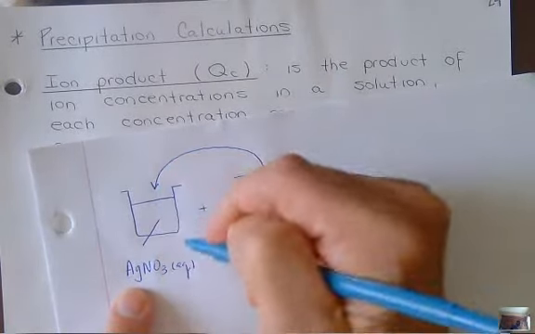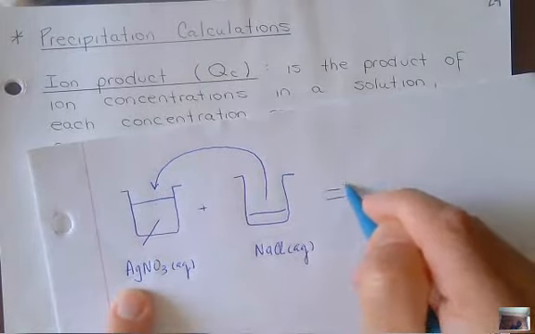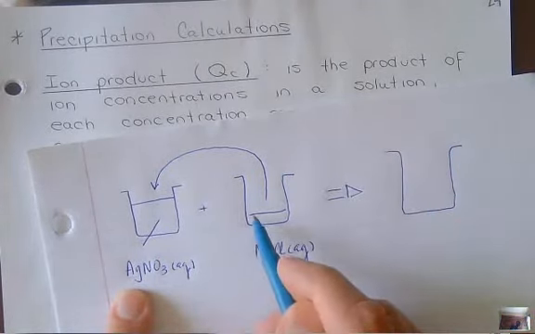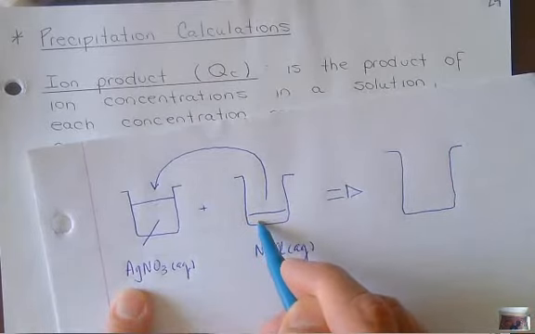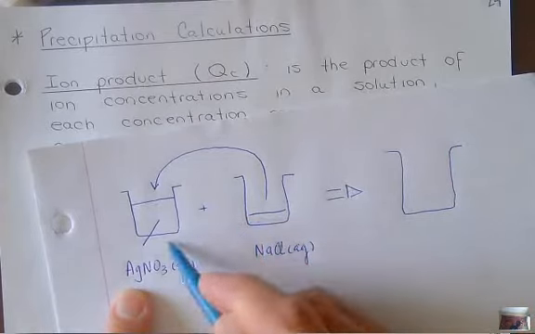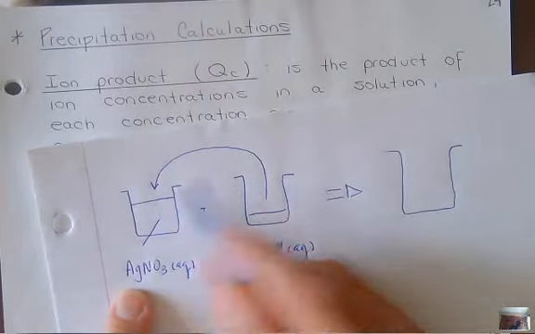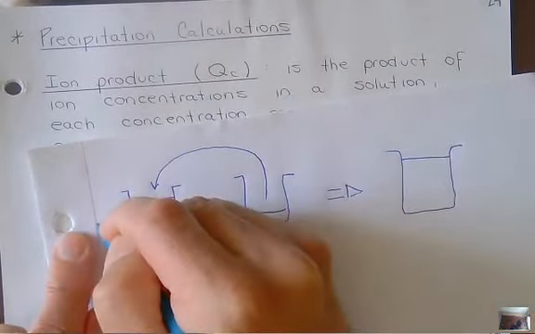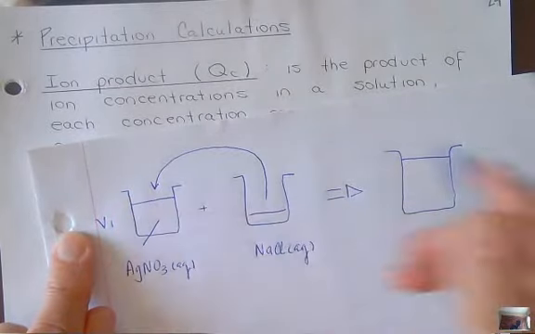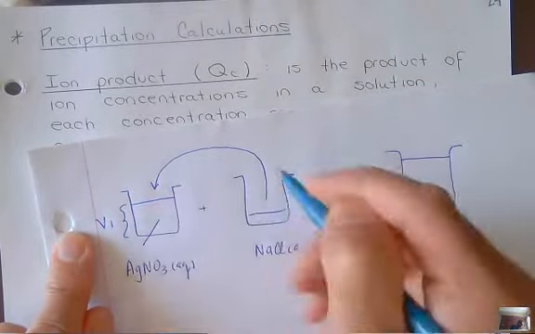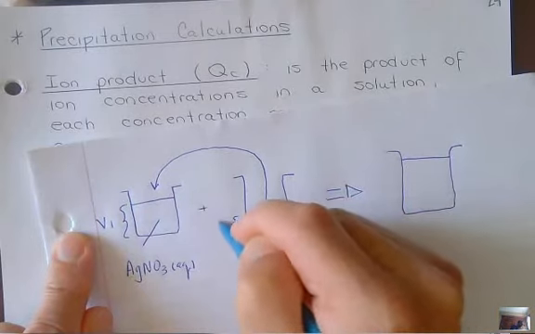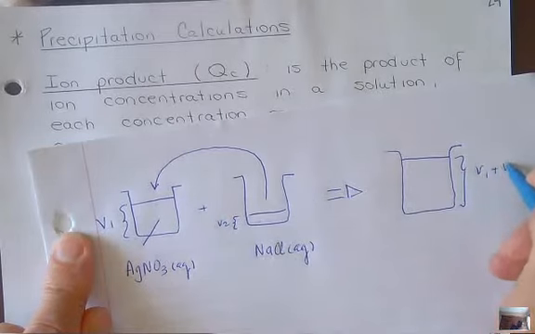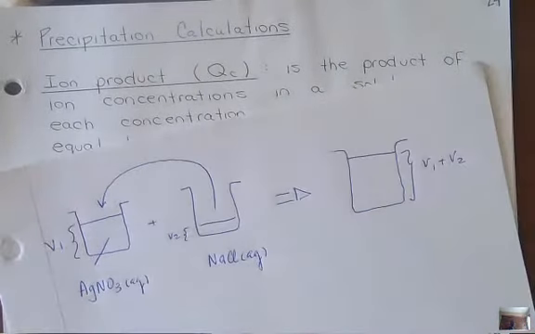When I add this one to this one, well, first of all, I do have to take into consideration the dilution. So the fact that now all four of these ions are going to exist in a bigger amount, whatever this is. So let's say this is a certain V1, right? And this is V2. What do we have here? V1 plus V2 is the new volume. Okay, so the volumes are always additive.